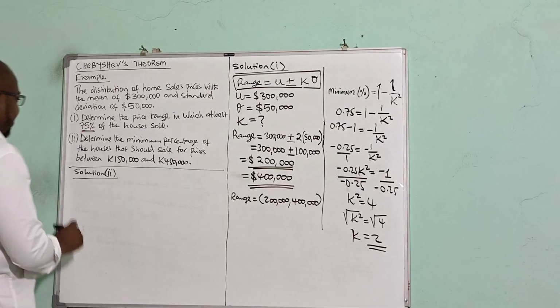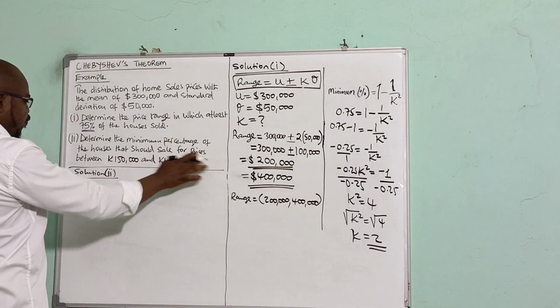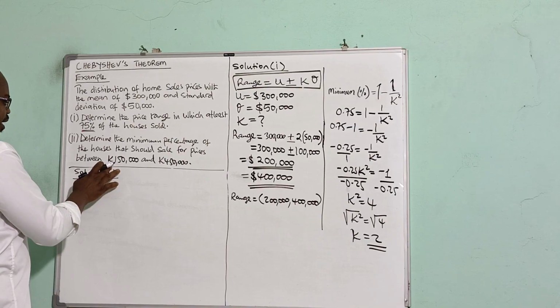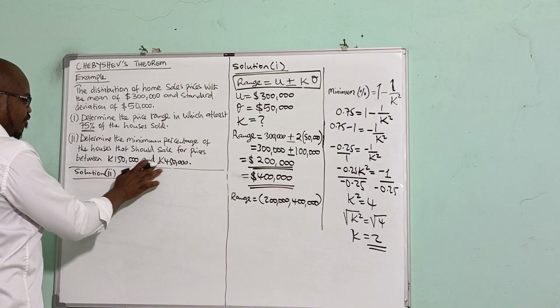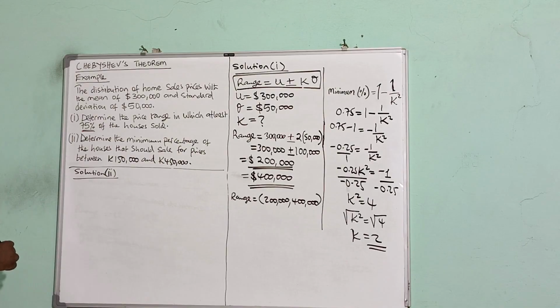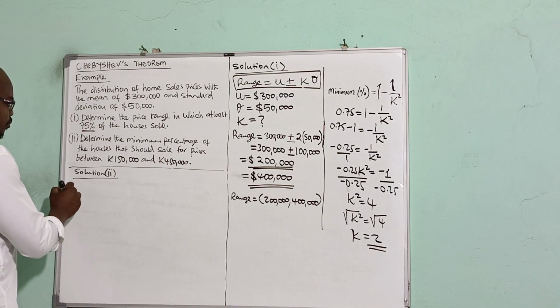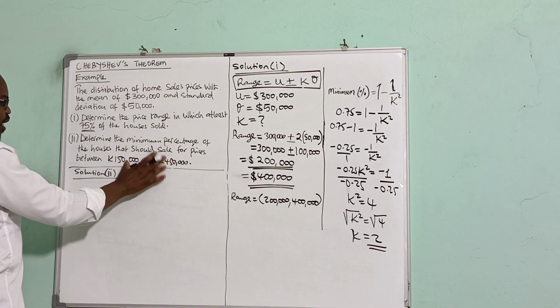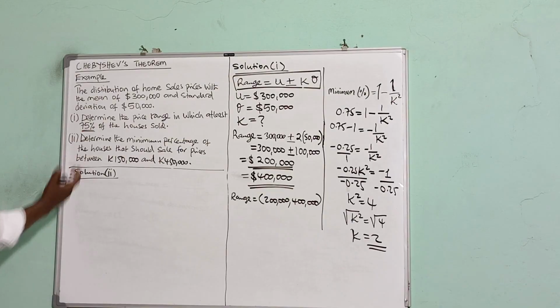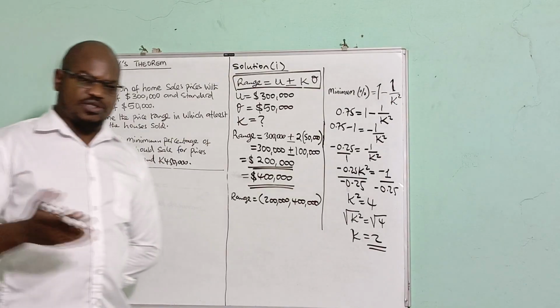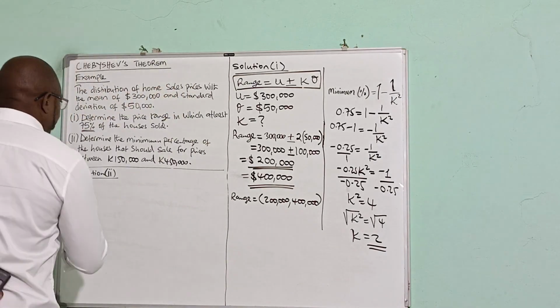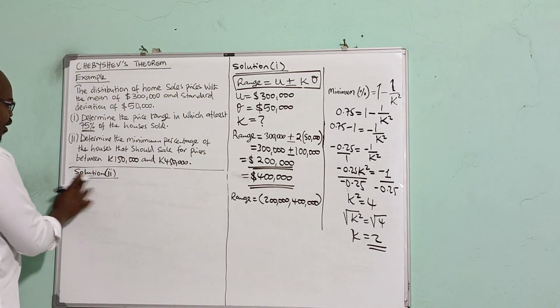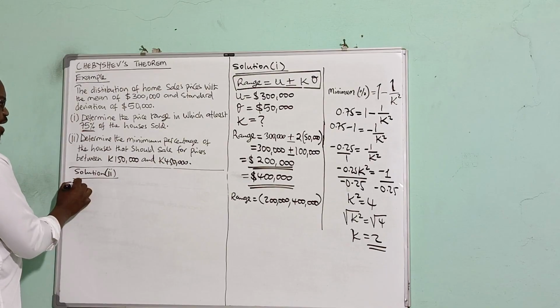Determine the minimum percentage of the houses that you did sell for prices between 150 and 450. I've used different currencies here. I was using dollars here, and here I've used Zambian kwacha, which is our local currency. It's okay, I'm just using this to demonstrate. Alright, so now here we are. We have to calculate the minimum percentage.